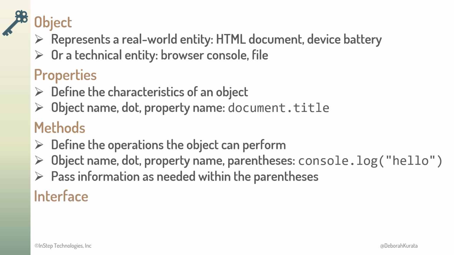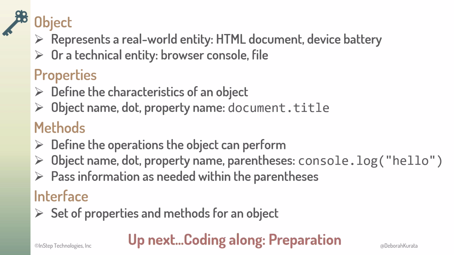An interface defines the set of properties and methods for an object. You may hear this term when referring to an API, or application programming interface. Next up, let's write some JavaScript code.